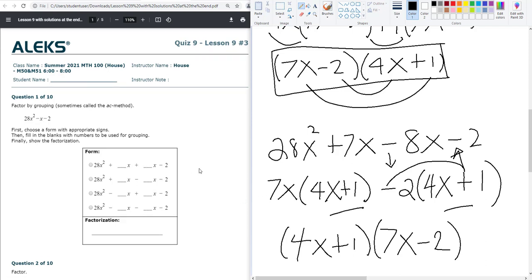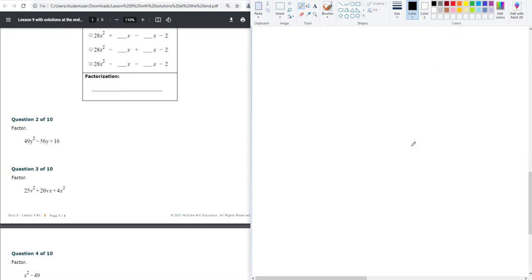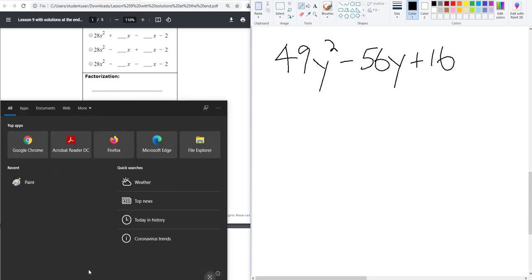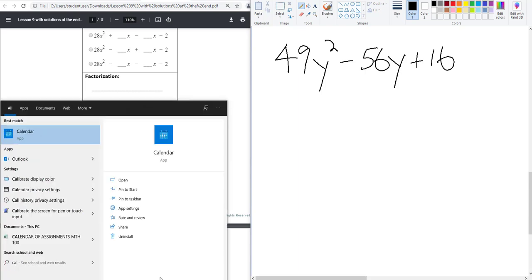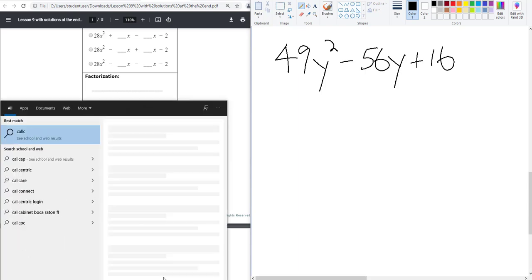So that's number 1. Number 2, factor 49y squared minus 56y plus 16. Now, this is going to be a big number if we do 49 times 16. Let's bring up a calculator.